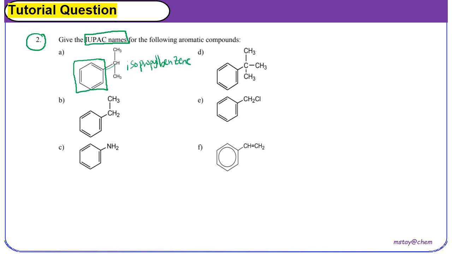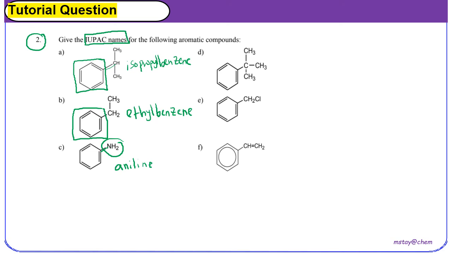Structure B, again, we see there is a carbon-carbon single bond. So the priority is the lowest. So benzene will be the parent, and then this substituent has 2 carbons. So the name of the substituent is ethyl. Continue with the parent name benzene. Next we have NH2 attached directly to the benzene ring. So this one, the common name is aniline.